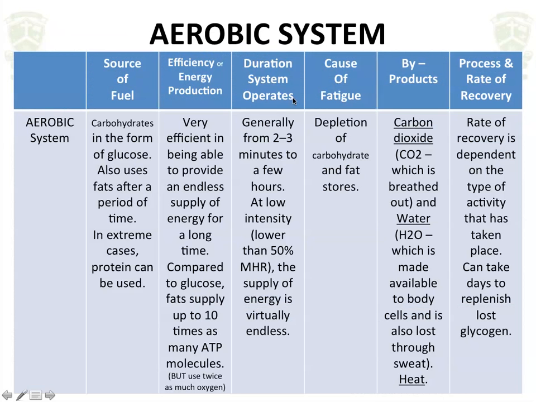So here's your table for the aerobic system. Source of fuel, carbohydrates in the form of glucose. Can also use fats after a period of time, in extreme cases protein, but that's, you're going into pretty dangerous territory there. It's very efficient because you get significantly more ATP molecules out of it, and also the waste products. Like I said, carbon dioxide is breathed out, and the water is used by the body. So it's very, very efficient, the most efficient system.